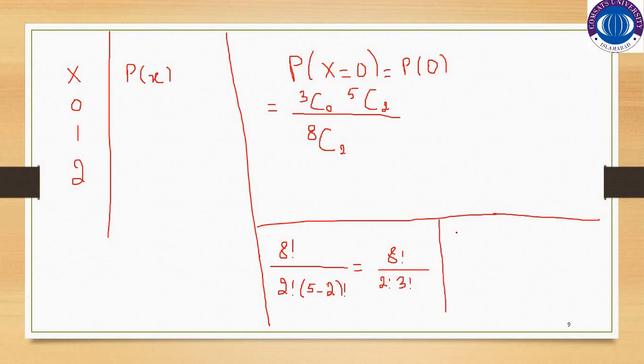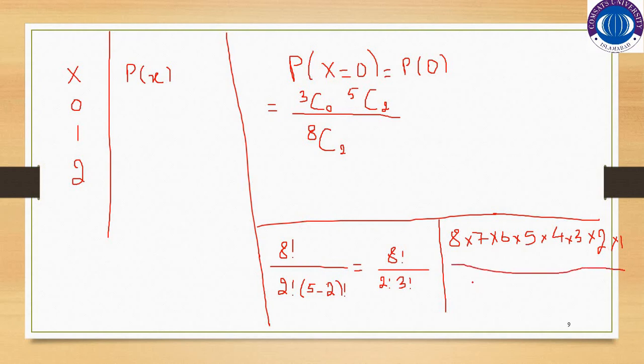So how can we open 8 factorial? It could be opened as 8 into 7 into 6 into 5 into 4 into 3 into 2 into 1. As we have discussed all these things in previous lectures, I'm explaining it here just for the recall.